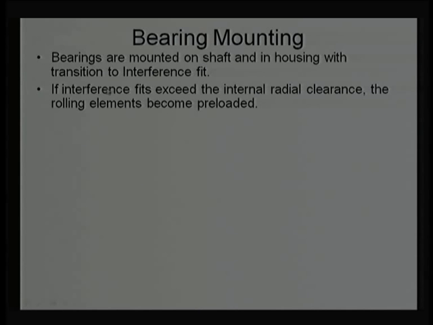Now, what we covered is that bearings are mounted on a shaft and housing with a transition to interference fit, and if the interference fit exceeds the internal radial clearance, it is going to cause a reduction in the radial clearance because of the mounting, whether by manufacturing processes or assembly procedures. If that interference fit exceeds the internal radial clearance, there is a possibility of preloading of the rolling element bearing. Obviously, this will cause some deflection, and that is going to show there is a preload on the bearing. And if there is a preload on the bearing, naturally friction loss will increase and the temperature rise will be on the higher side.